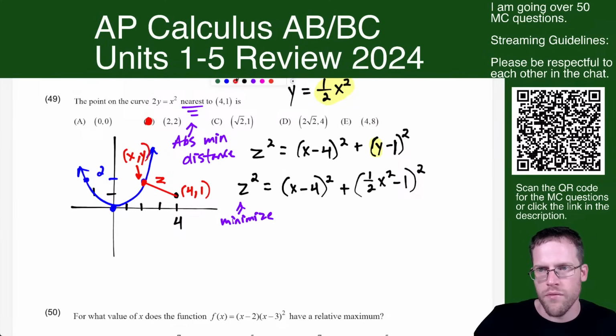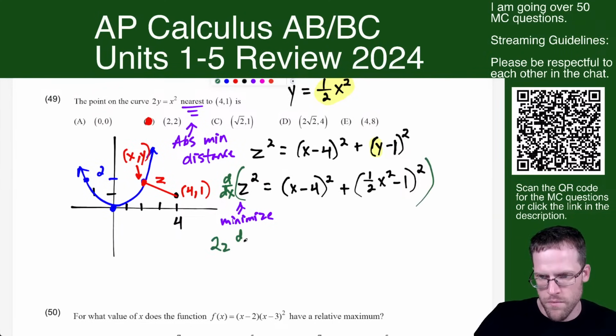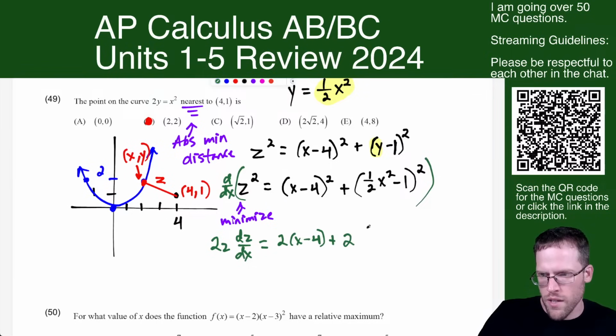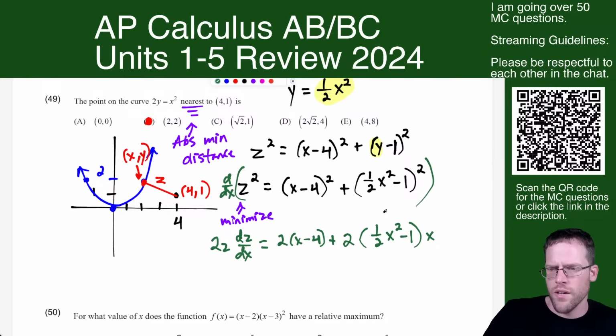So our goal is to minimize this. This is where we derive. We'll derive with respect to x. All right, so we're going to get 2z, so implicit, dz dx equals 2 times x minus 4. I don't have to chain rule this piece because I'm deriving with respect to x. And then same thing here. I do power rule on the outside, and now the derivative of the inside is just x, because 2 times 1/2 is 1, and then this.